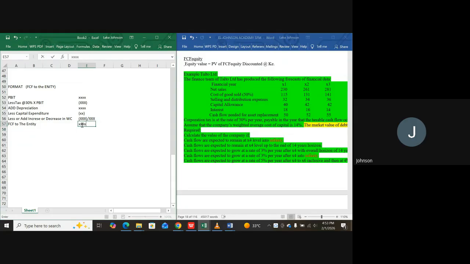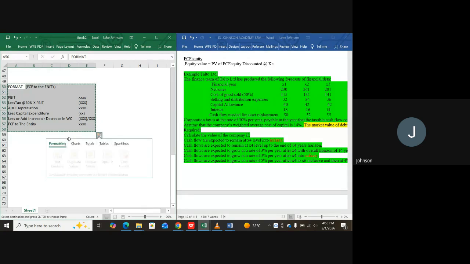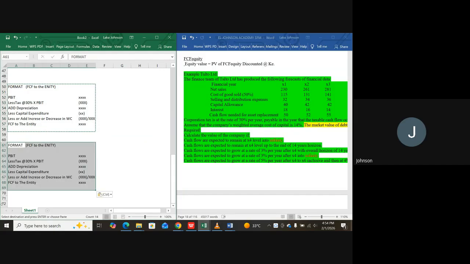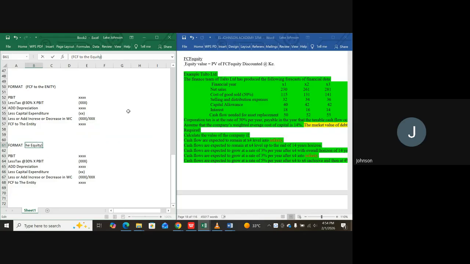If they tell you, okay, pay out the debt holders, what are you going to do? This same format is what you're going to pick, but the only adjustment you're going to do, I'm going to show you. If they tell you to get the free cash flows to only the equity holders alone, then there are three things you need to do.